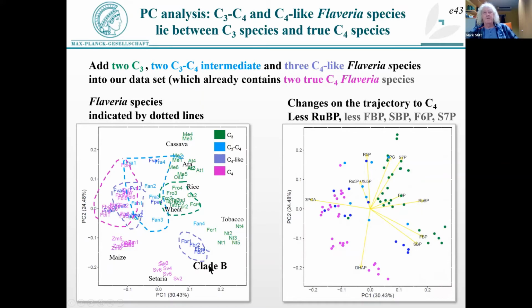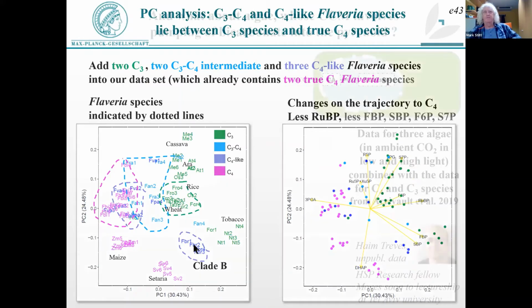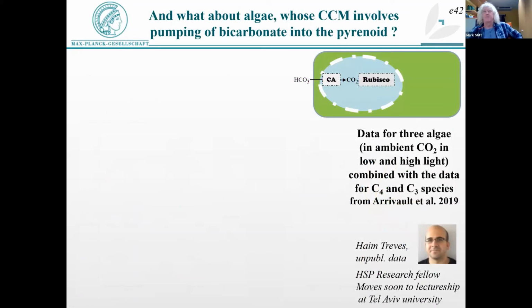One thing I forgot to mention, there's an outlier here. This is Flaveria brownii. This is in the second clade of the Flaveria species. And it's thought that this evolved separately, and nothing in this clade actually evolved into a C4 species. So this may be going down a blind alley, or it may just be a different route which hasn't got there yet. Now I want to come on to the last example.